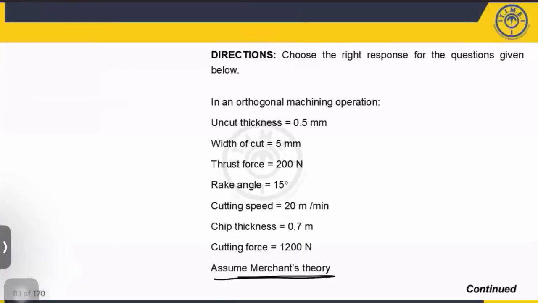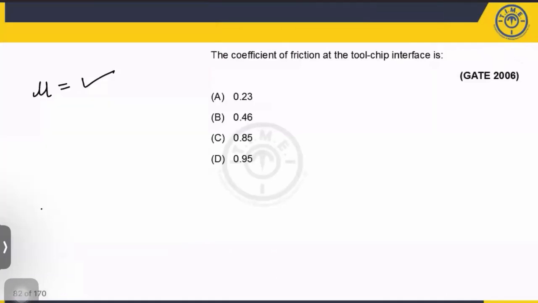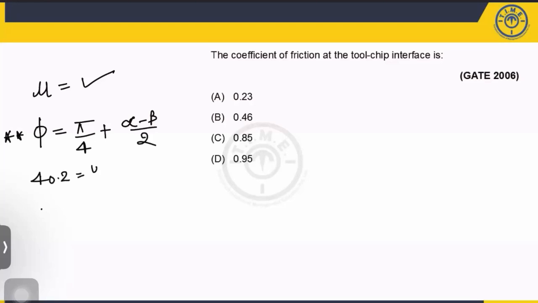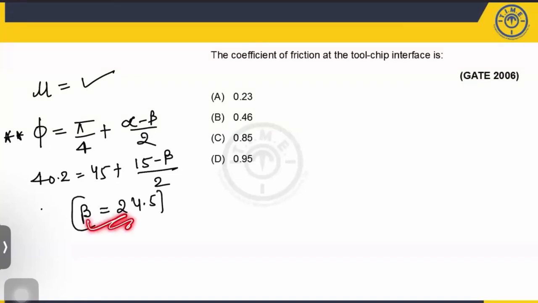The mu value you can calculate, it is mentioned in Merchant theory again. Again, you will use phi is equal to pi by 4 plus alpha minus beta by 2. This is the theory Merchant has given. You can calculate the beta value from this one. What is phi value? 40.2. Pi by 4 is 45. Alpha is 15. Beta by 2. Now, from here, you can calculate beta is 24.5. Once you know the beta value, you already know the relation between mu and tan beta. Yes or no? Mu is equal to tan beta.